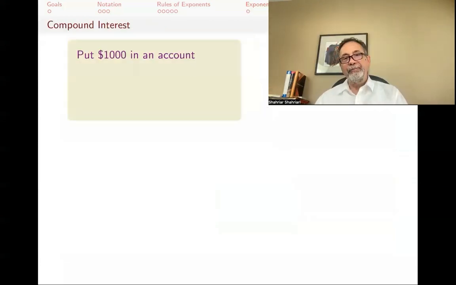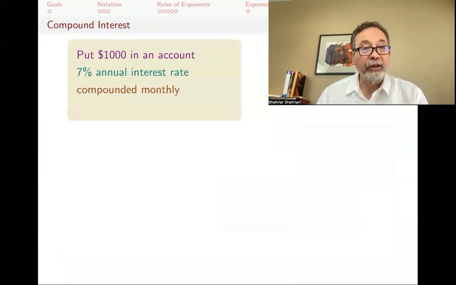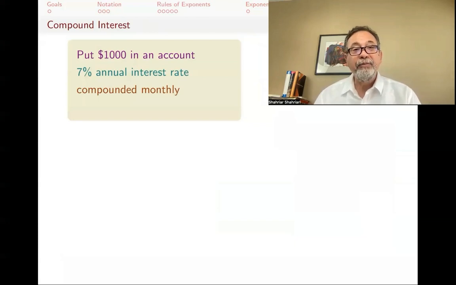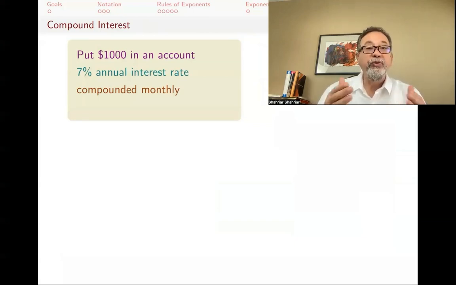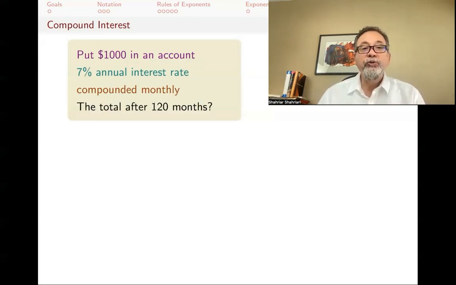As one final application, we'll look at compound interest. Put $1,000 in an account with 7% annual interest rate, compounded monthly. So what does that mean? After the end of the month, they will say, okay, we'll give you the interest. And then the next month, they will give you interest, not just on your principal, the amount you put in the bank, but also on the interest that you got the previous month. And that means it's compounded monthly. My question is, how much would be the total money that you have after 120 months? So $1,000 account, let it sit for 120 months, and you're getting 7% annual interest compounded monthly.